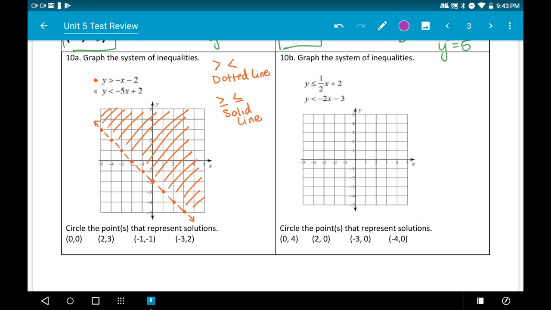Now I'm going to switch to purple. For the second one, my intercept is at +2. And my slope is -5, so down 5, right 1. Down 5, right 1, so we can't go anymore. But again, this one doesn't have the equal to line underneath it, so it's going to be a dotted line connecting these points. Just like this.